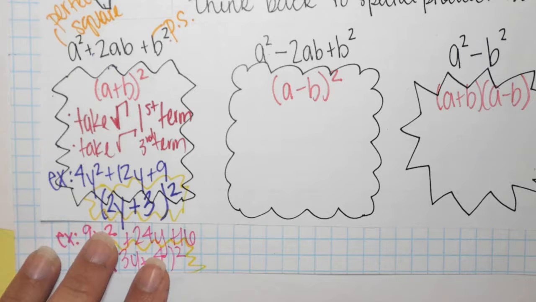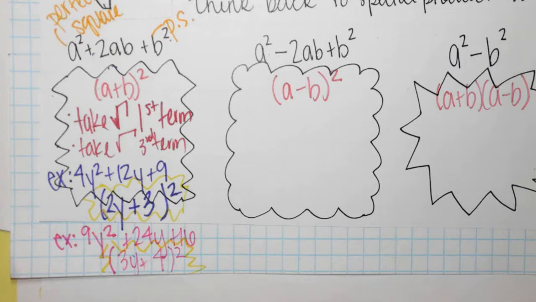How many ways do we have to factor? Okay, we have GCF. We have A equals 1, use star method. We have A equals a number, use star method. And we have specials.